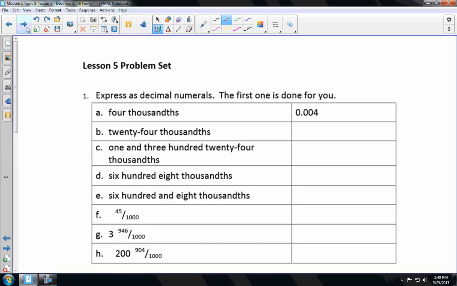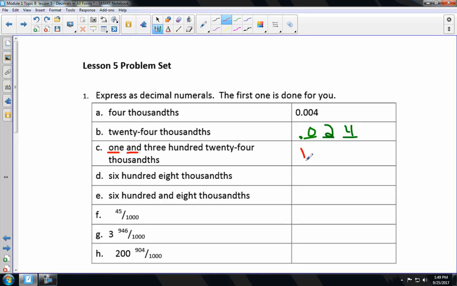So some more examples here. We have question B is 24 thousandths. So I always like to make my decimal and then go tenths, hundredths, thousandths. Since it's 24, we're going to end in the thousandths place out here, and I have to fill in a 0 to start.